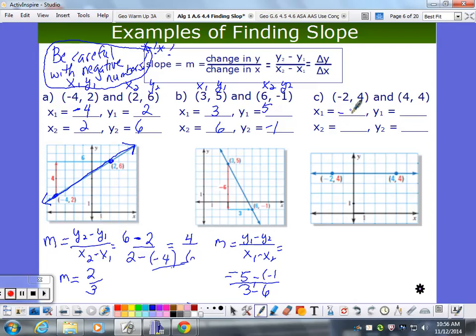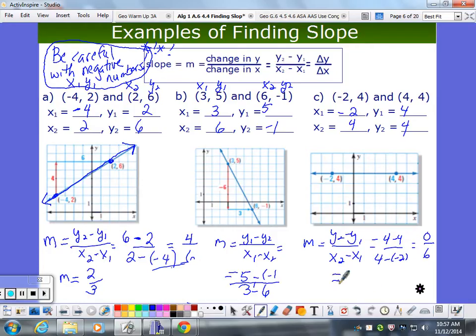Alright, let's just do this one real quick. Negative 2, 4 and 4, 4, right? So slope is y2 minus y1 over x2 minus x1. And for a while, I want you writing out that formula until it's really in your brain. And it will be, but we have to kind of get there first. So 4 minus 4 over 4 minus negative 2. So that is 0 over 4 minus minus is a plus, right? 6.